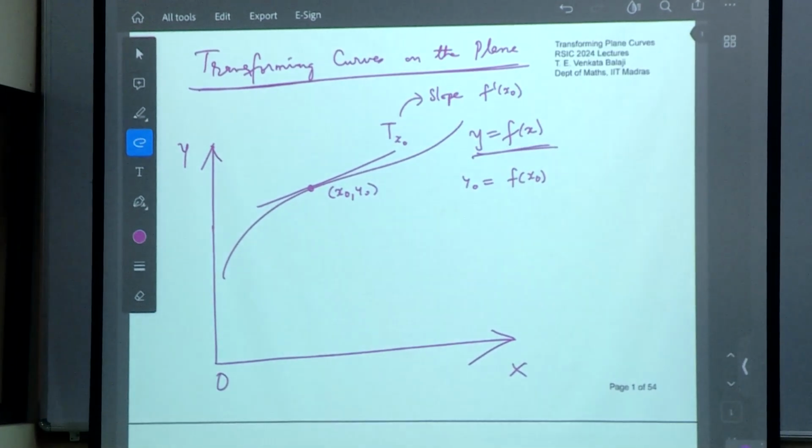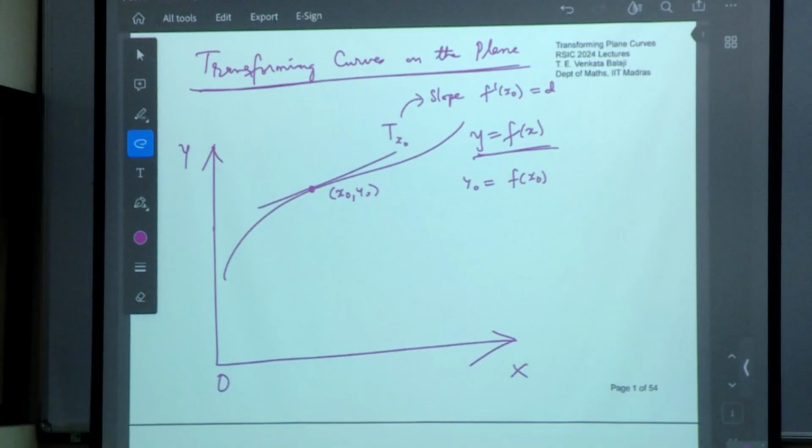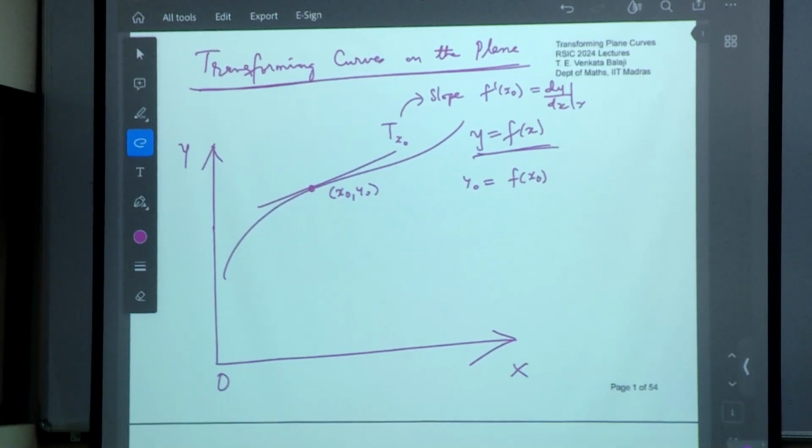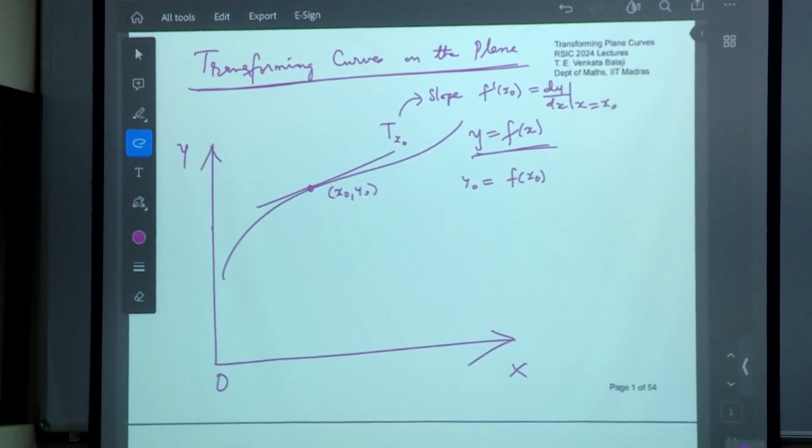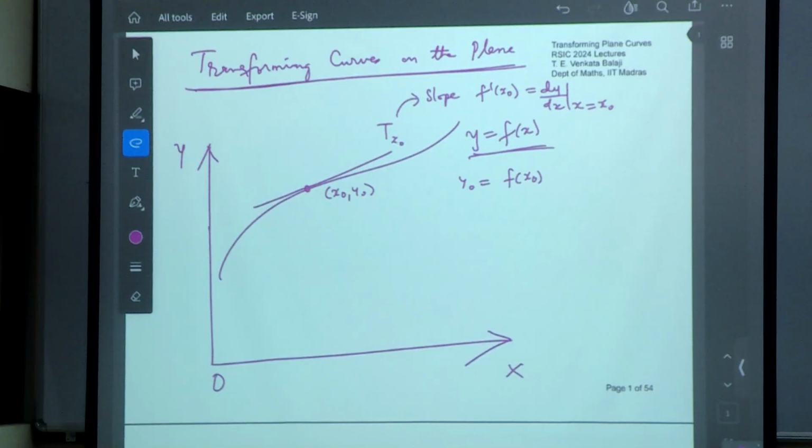Okay, it is a derivative. It's just dy by dx at x equal to x naught. That is the slope of the tangent, and it is actually the tangent of the angle made by the line with the positive x-axis. All right, and so once you have this tangent, you can also draw this normal.